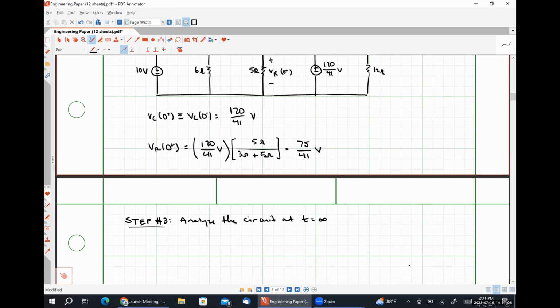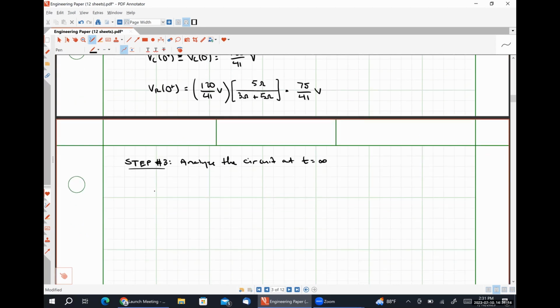So at t is equal to infinity, our switch is going to still be open, but our capacitor is going to look like its DC steady state equivalent of an open circuit. So that means that we're going to have our 10-volt source here. I think this was 4, 6, open circuit, 5, next one's 3, 3, and then over here to the right is 12.